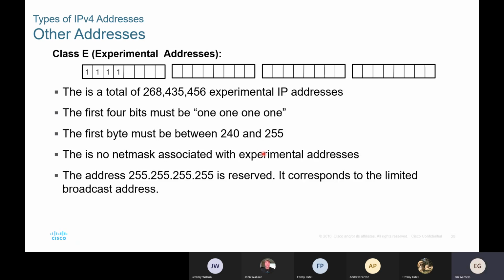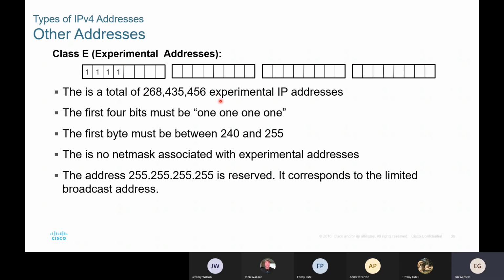And finally, we have the class E addresses, the experimental addresses. Those are for research. So people that do research in networking can use them as they want. So look, the first 4 bits have to be 1111. On all the others, you do whatever you want with them. So how many experimental IP addresses do we have? Here, how many bits do we have? 28. So 2 to the 28. This number is 2 to the 28.